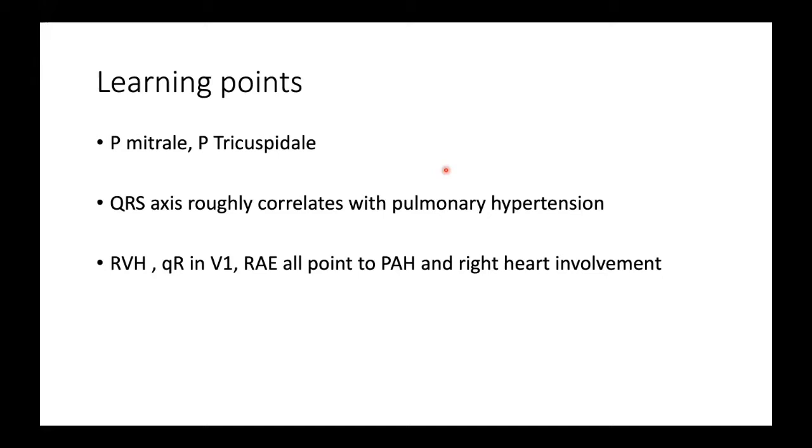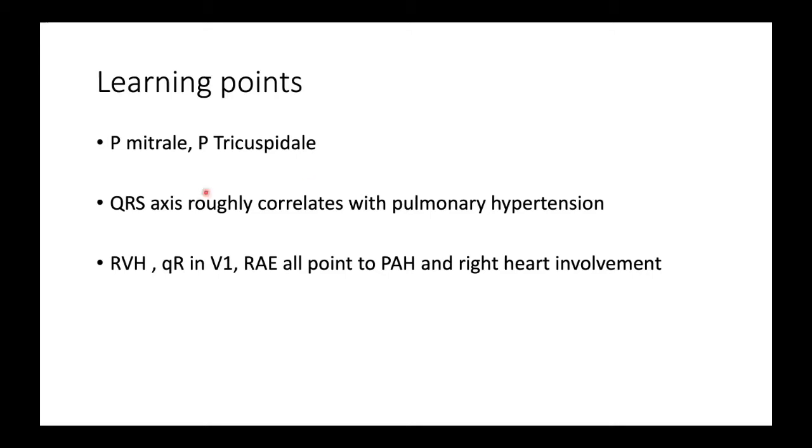How? If the QRS axis is around right axis deviation, it suggests that there is a significant pulmonary hypertension. If the right axis deviation is beyond plus 110, it means that there is a severe PAH. It means the mitral stenosis will be severe. So your ECG axis can tell you how severe the mitral stenosis is. A normal axis in a patient with mitral stenosis almost always rules out a severe mitral stenosis.